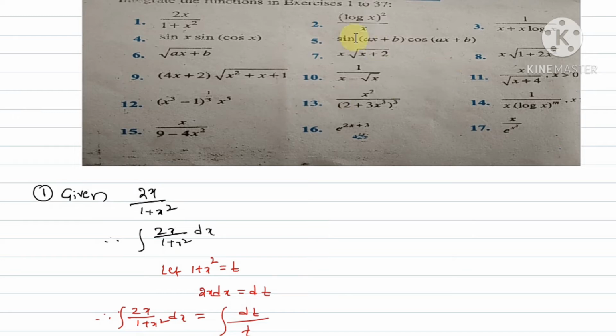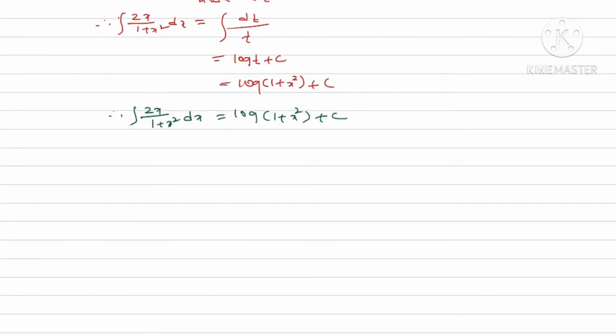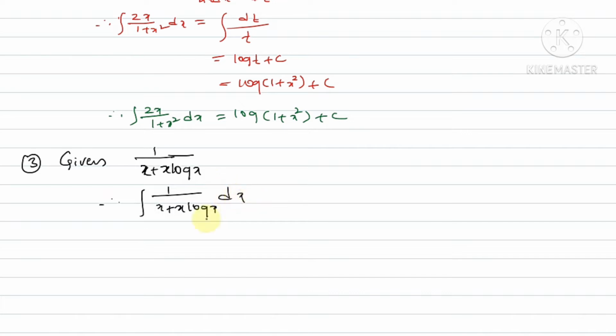Question number 2 is the same, because we take log x in the same way. Now I am going to solve question number 3. What has been given in question number 3? The given function is 1 by x plus x log x. What we have to find out is the integration of 1 by x plus x log x dx. This is our aim.